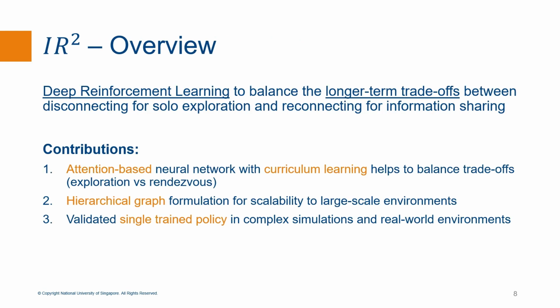We present a general deep reinforcement learning exploration framework that balances the longer-term trade-offs between disconnection and reconnection. Our contributions are threefold. First, we made use of attention-based neural network with curriculum learning to help balance the above-mentioned trade-offs. Second, we employ a hierarchical graph formulation to achieve scalability to large-scale environments. Lastly, we validated the use of a single train policy that is generalizable to complex simulations and real-world environments.